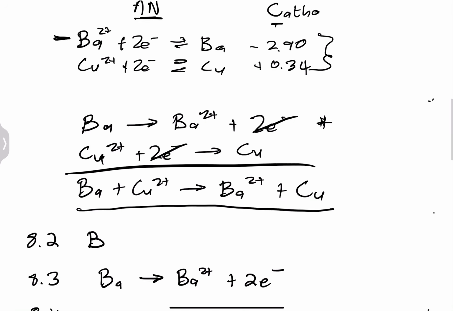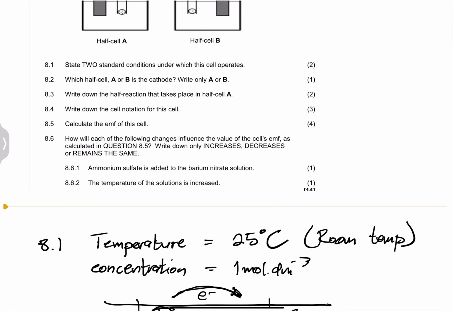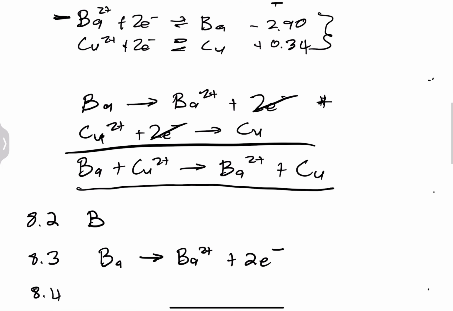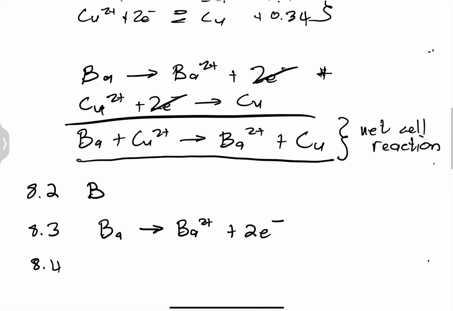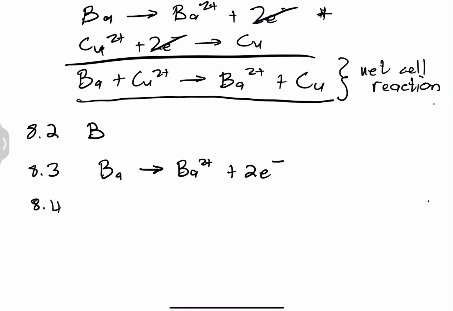So 8.4. Okay, they say to us, write down the cell notation for the cell. Now, remember, there's a difference between a cell notation and what we call the net cell reaction, or you can say the overall reaction. So for the cell notation, you always write the anode on the left hand side. Remember, anode is barium, so it will be barium in solid form, which changes to, this means change in phase, right? The backslash there. All right, so barium 2 plus, which is in aqueous form.